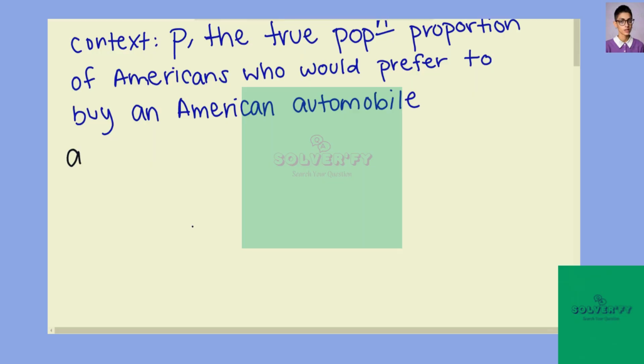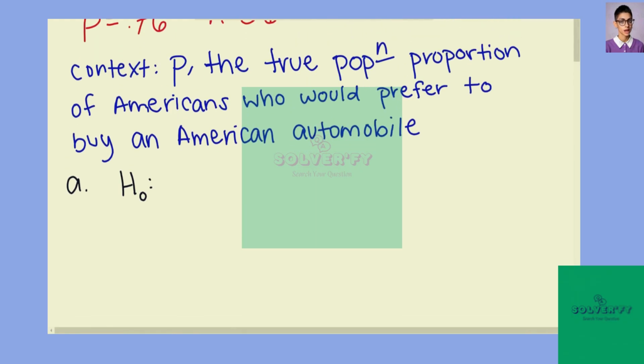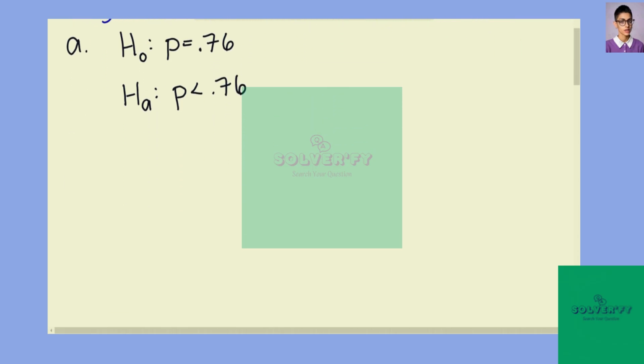To start, we find our claim. Our claim is the same thing as our null hypothesis, and it's also the same as what we are given. So we are given that the true proportion of Americans who would prefer to buy an American automobile is 76%, or 0.76. We want to test if the true proportion is actually less than 0.76. So that's our alternative hypothesis.